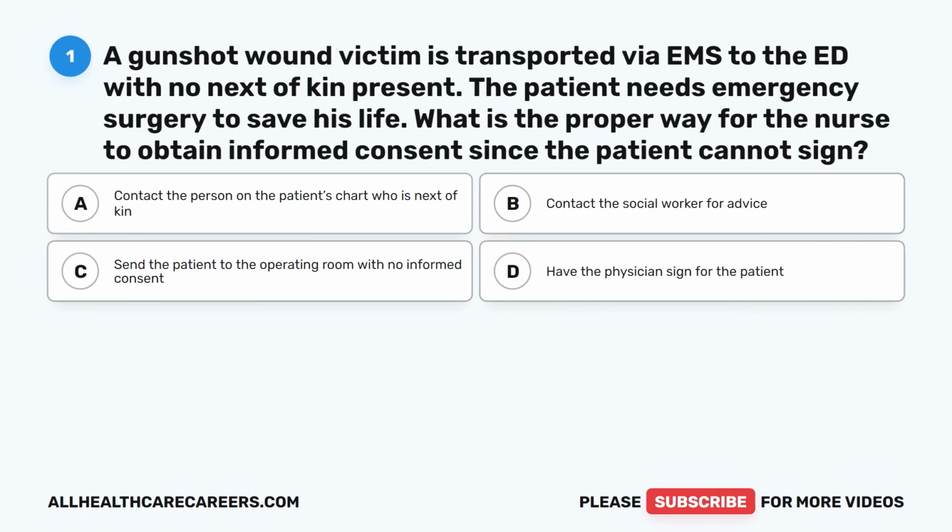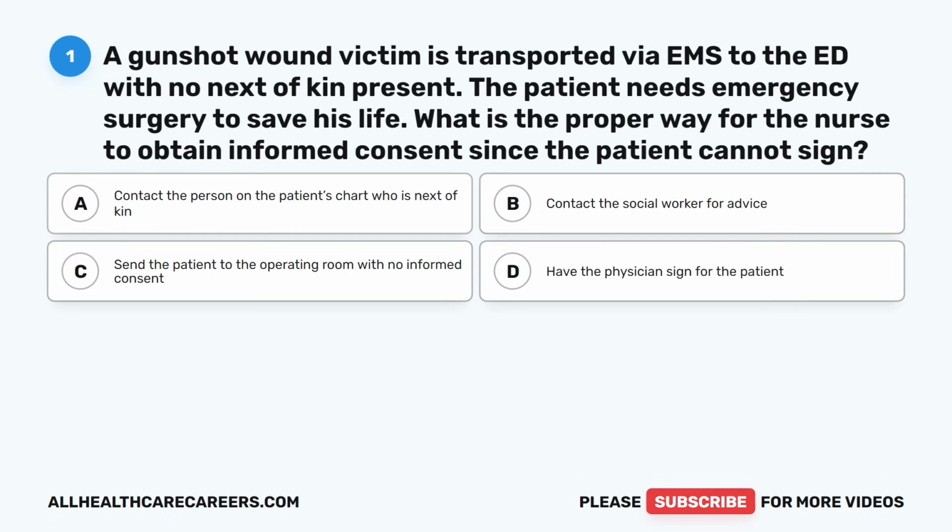Question 1. A gunshot wound victim is transported via EMS to the ED with no next of kin present. The patient needs emergency surgery to save his life. What is the proper way for the nurse to obtain informed consent since the patient cannot sign?